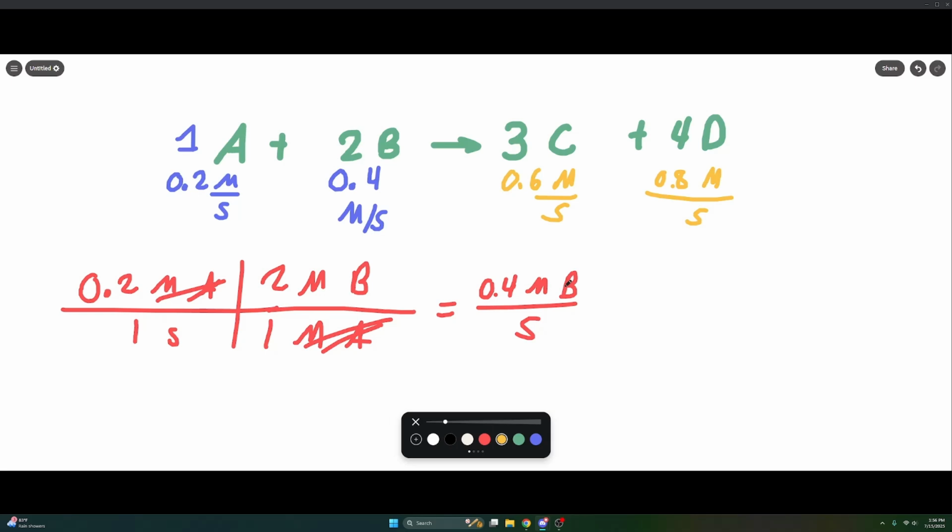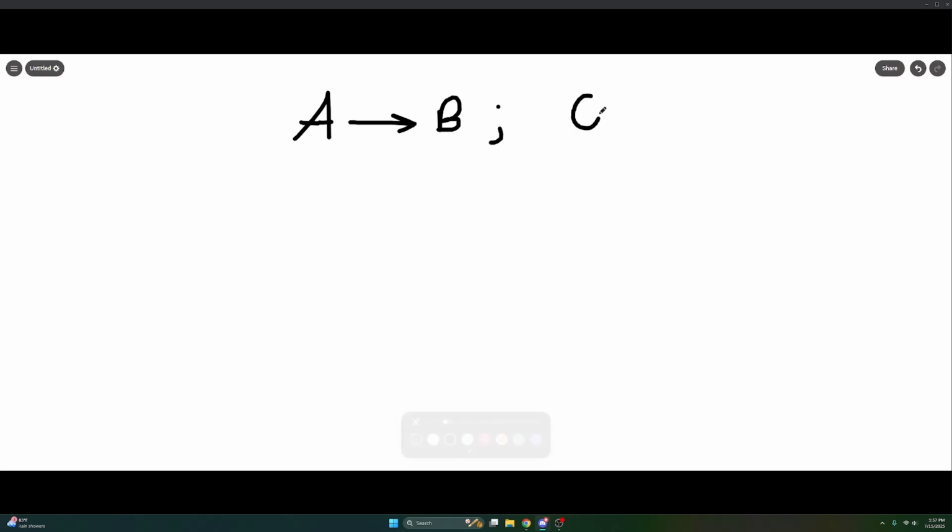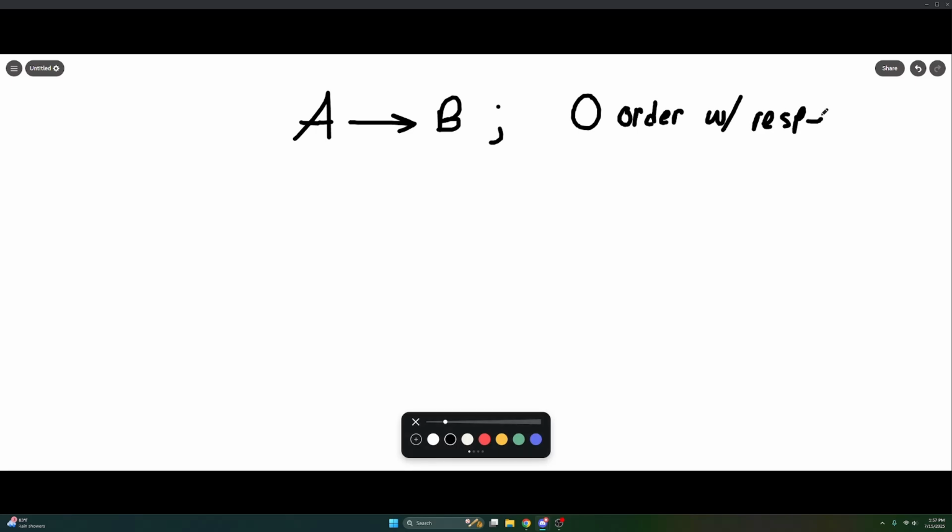Now let's get into the integrated rate law stuff. Why is this important? Because you might get asked questions like this. All right, you have a reaction. I like to keep things simple and just say A goes to B because the elemental species really doesn't matter. I tell you this is a 0 order reaction with respect to A. What that means is that A is 0 order.